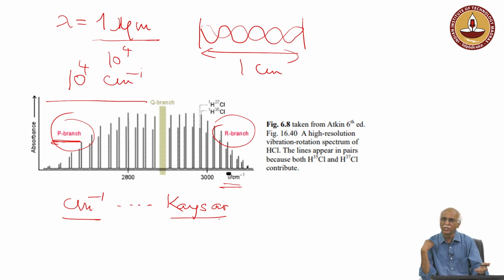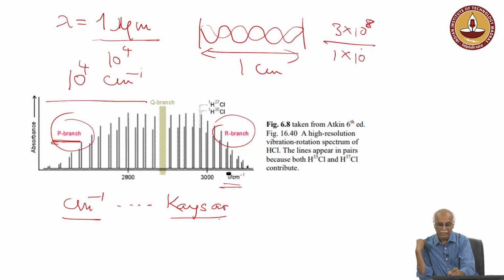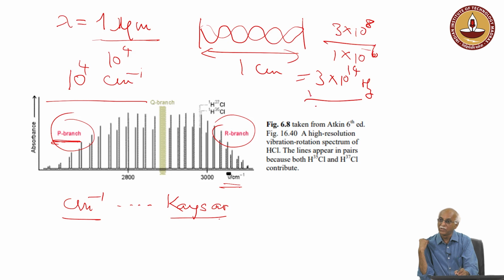Well, you may think what is the use of such a representation, why not only wavelength or frequency? For 1 micrometer you can find out the frequency, c by lambda will give you the frequency. So, 3 into 10 raised to 8 divided by 1 into 10 raised to minus 6, which is equal to 3 into 10 raised to 14 hertz. So, either frequency or wavelength is good enough.